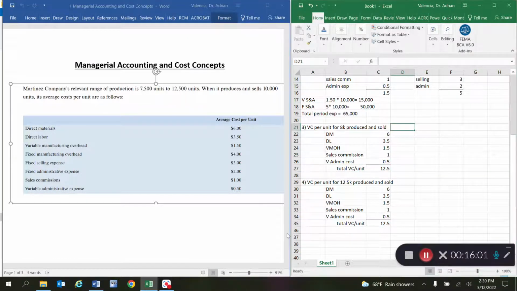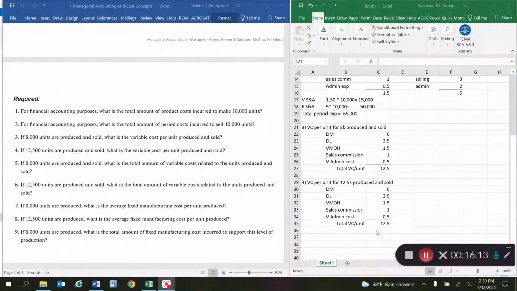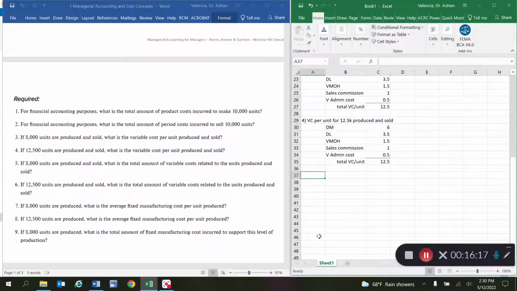Okay, let's now go to question number 5. If 8,000 units are produced and sold, what is the total amount of variable costs related to the units produced and sold? So in number 5, all they're asking for is, what's the total cost? Okay, so what's total variable costs for 8K units produced and sold? So when we come over here, we determined that this was $12.50. So the total is going to be equal to $12.50, and let me put a little dollar sign here so that we're more clear, times the 8,000 units that we produced and sold, and that's $100,000.